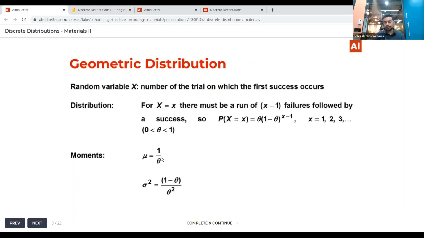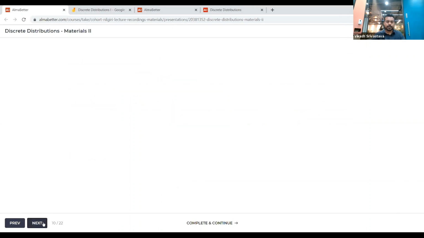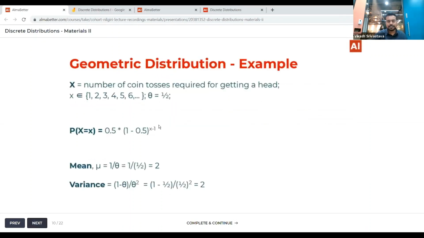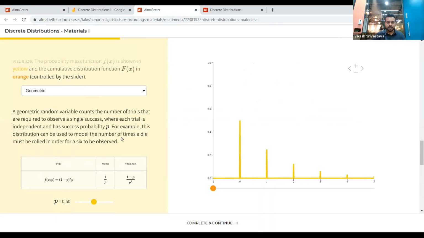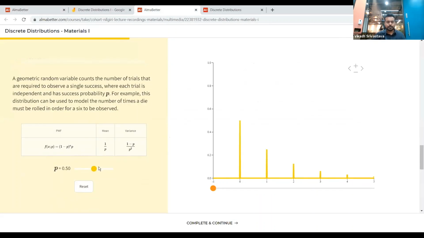So in the case of a coin toss, it will be 1 by 0.5, that is 2. That means I need just 2 trials to get my first head. And sigma squared, again, you can plug into the formula and you will get this. So this is what the geometric distribution is. The example: the number of coin tosses required for getting a head. The mean is 2 and the variance is 2 as well. This is the probability distribution function, and here we have the geometric distribution, and let's say p is 0.5.